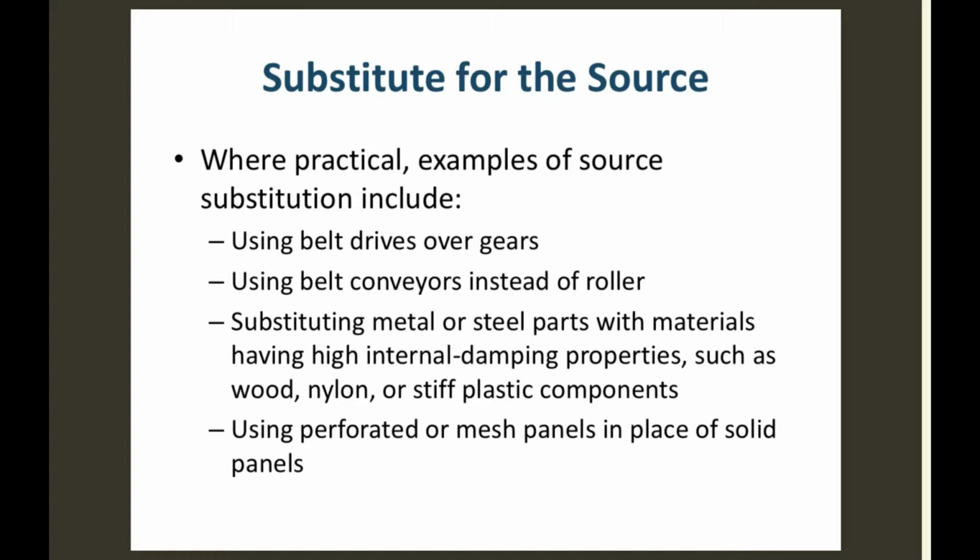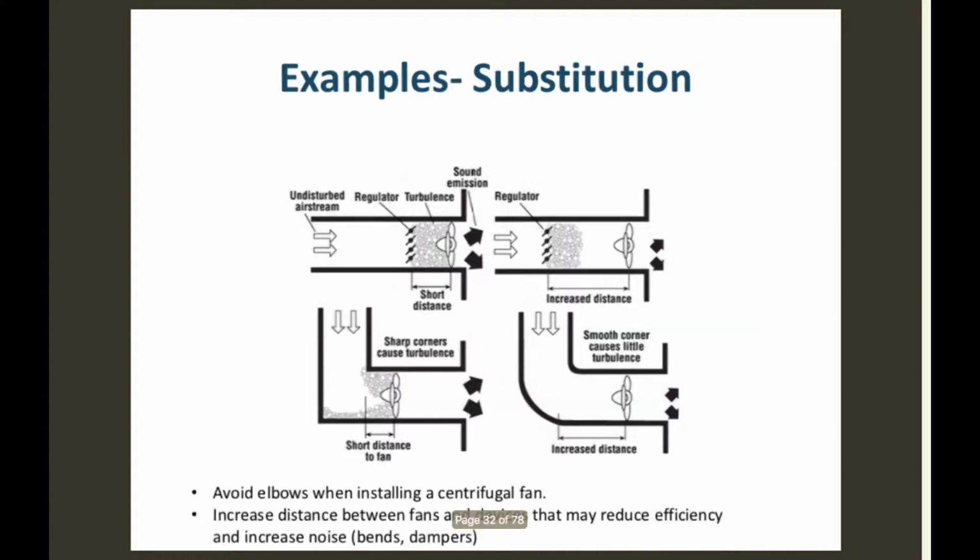Okay, substitute for the source. Using belts over gears, since belts are flexible material. Using belt conveyors instead of rollers. You've seen the metal rollers in supermarkets and places like that, and they can make quite a bit of noise in a manufacturing facility, where they use them to roll product around. If they have a belt on, it's much quieter. Substituting metal or steel parts with materials that have high dampening properties, such as wood, nylon, stiff plastic, and so on. Using perforated or mesh panels instead of solid panels to help dampen sound.